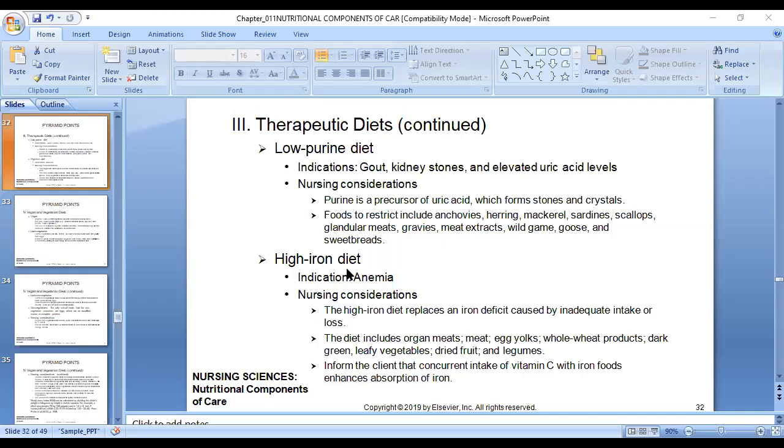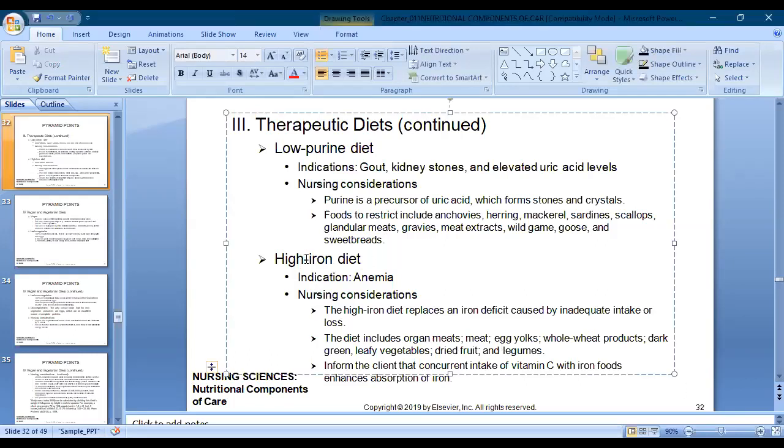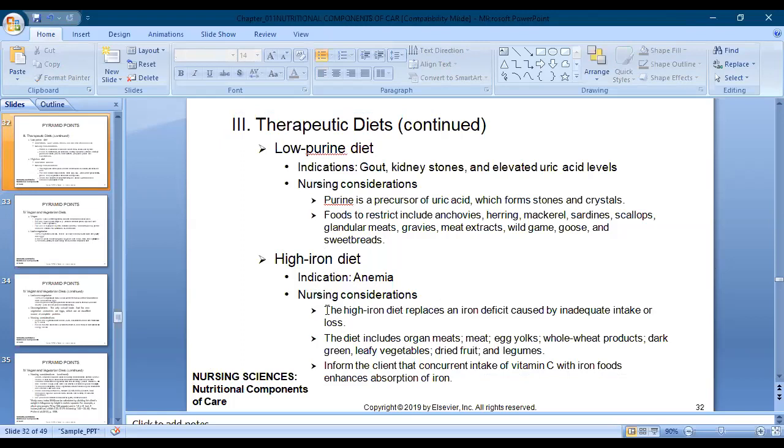Next is the high iron diet, like for iron deficiency anemia. If anybody has an iron deficiency anemia, we have to give iron-containing food. So what is the nursing consideration we have to know for an iron diet? A high iron diet replaces an iron deficiency, and the diet also includes organ meat.